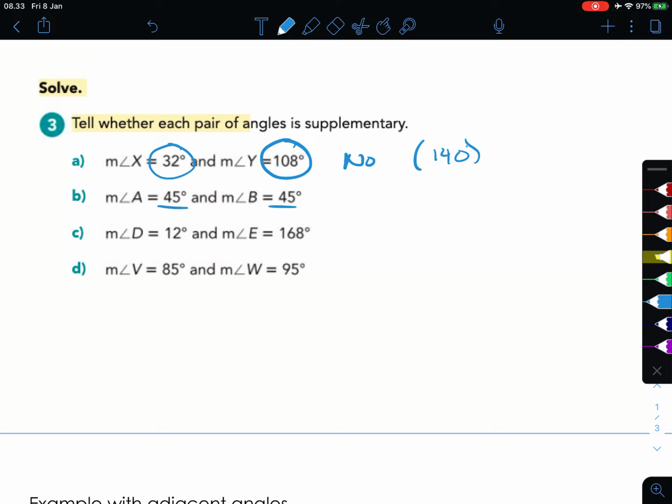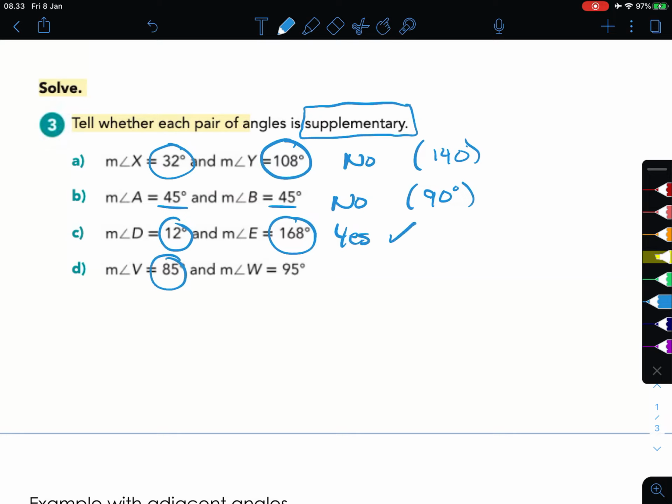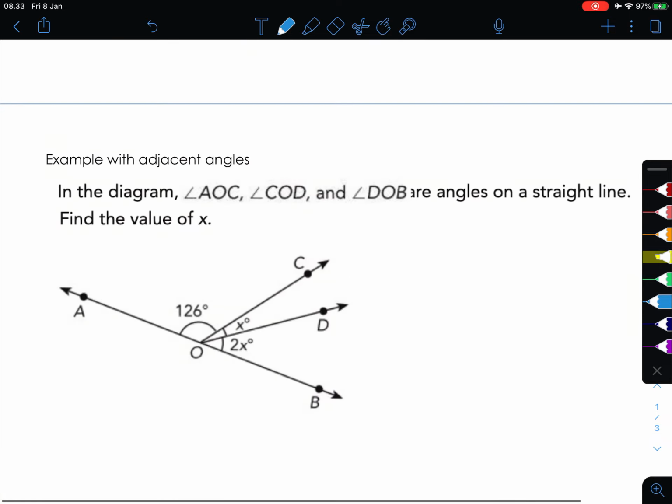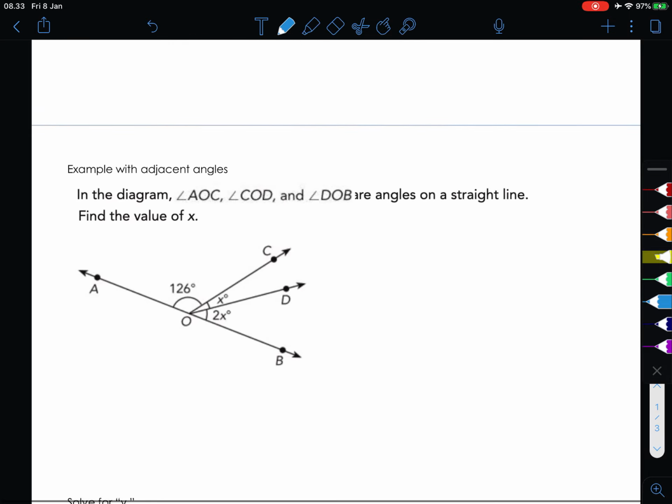How about this, 45 and 45? That's supplementary, right? Actually, no, that's complementary, those add up to 90 degrees. We're looking for things that are supplementary, which adds up to 180 degrees. Angle D, 12 and 168. Do those add up to 180? Yeah, those do. Those are supplementary angles. How about 85 and 95? Those also add up to 180. Those are supplementary. Pretty straightforward, right?